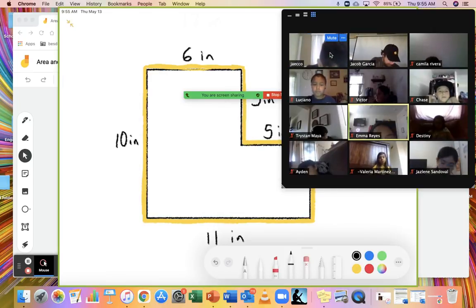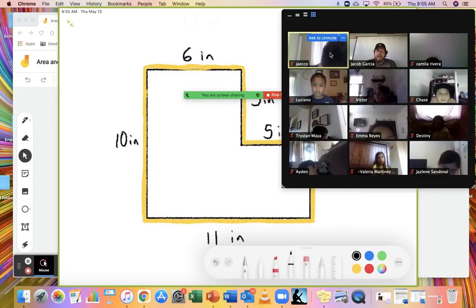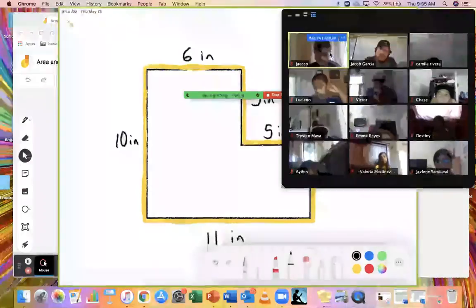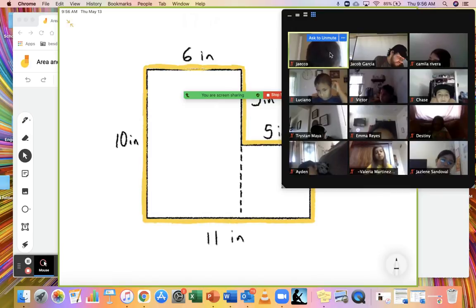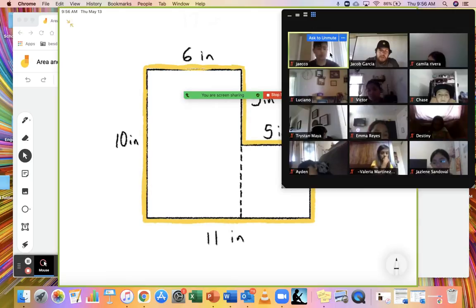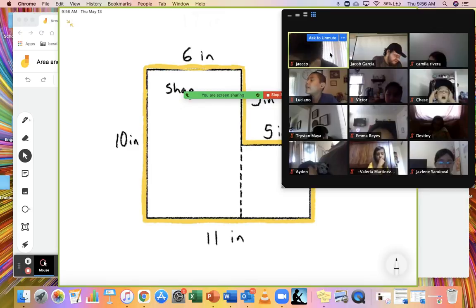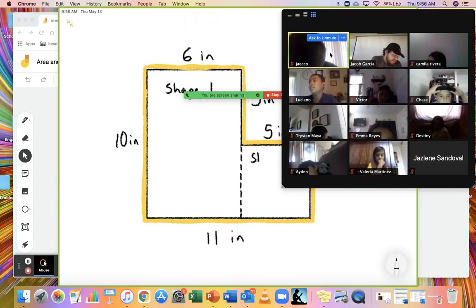We have to break down the shape. Break down the shape. Exactly. We don't have a formula for an L shape, but what we do have a formula for is rectangles and squares. So what if we just made this into a rectangle and a square? And then we find the area for the two different shapes, shape 1 and shape 2. What if we just find the area for the two different shapes?